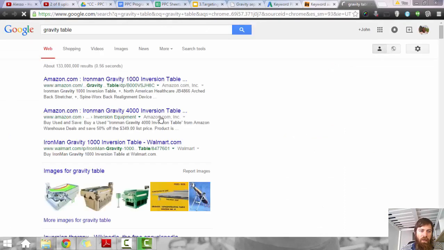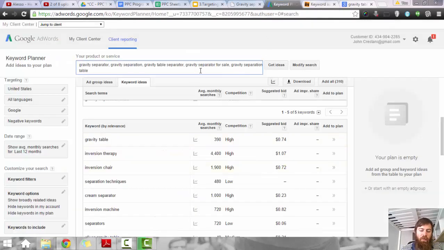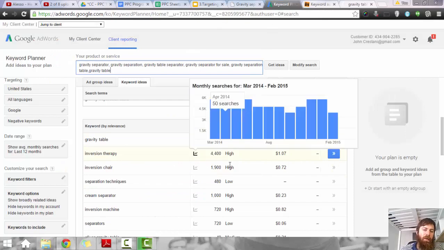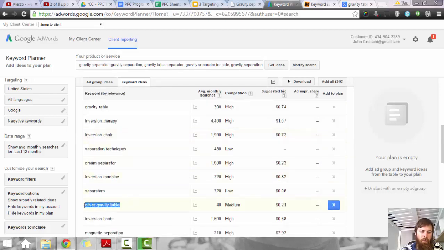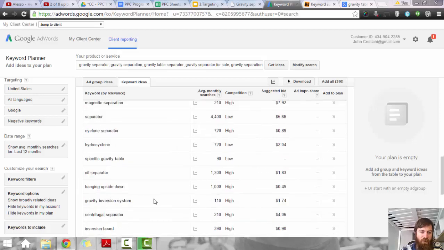Gravity table. Now, this is where I do a lot of research, but frankly, the search volumes are so small, it's hard to waste a lot of money. If you figure you're only going to get about 1 out of every 20 searches is going to be a click, that just means you're going to spend $1 on this keyword per month, most likely. Oliver gravity table, that's good. Shows our name is associated with these gravity tables. Oliver inversion system. So what is an inversion system?